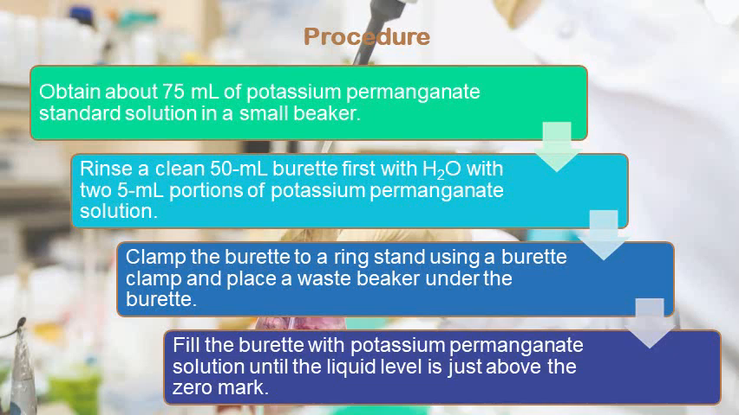Rinse a clean 50 ml burette first with water, then with two 5 ml portions of potassium permanganate solution to avoid the impurities. Then clamp the burette to a ring stand using a burette clamp and place a waste beaker under the burette. Fill the burette with potassium permanganate solution until the liquid level is just above the zero mark.